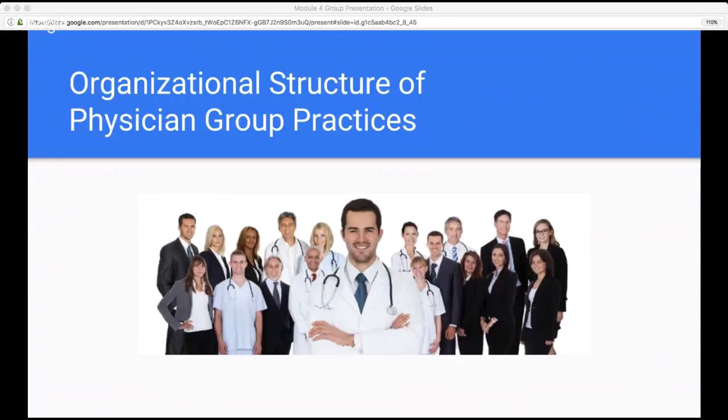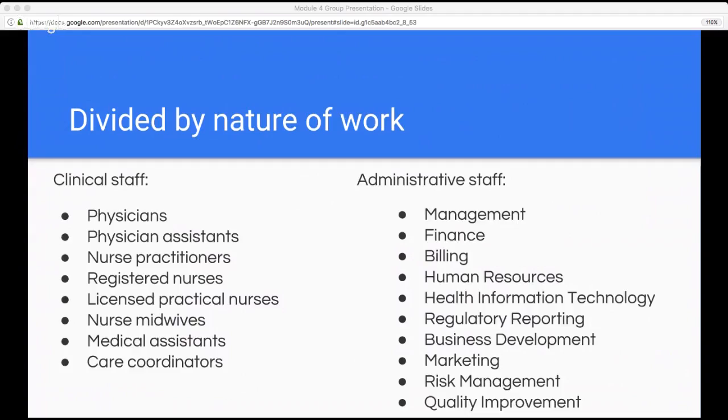The organizational structure of physician group practices varies considerably depending upon the size. It can involve as little as a few employees to hundreds or even thousands of employees in large group practices. The clinical staff includes physicians, physician assistants, nurse practitioners, registered nurses, licensed practical nurses, nurse midwives, medical assistants, and care coordinators, but also may include dentists, pharmacists, and pharmacy technicians. Clinical staff carry out medical care, health education, referral management, medication management, and follow-up.